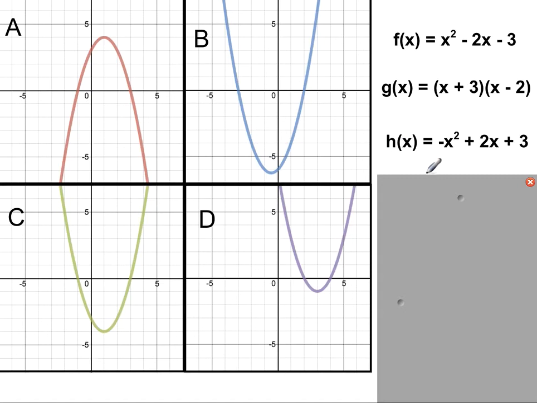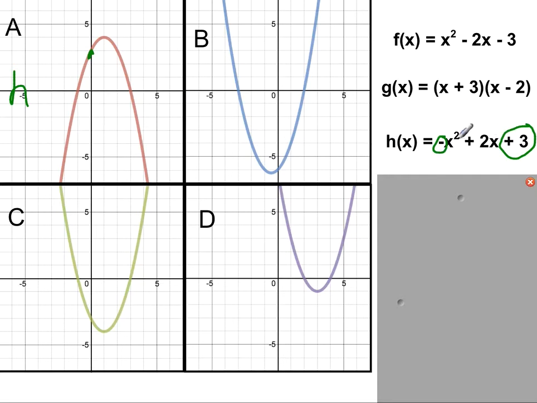Okay, so looking at these 3 equations, which one would that match? So if you said h of x because of this negative in front, you are correct. So this is the h equation. And furthermore, we could check this because this number at the end is the y-intercept, the plus 3. So I could check, yep, that is hitting the y-axis at positive 3.